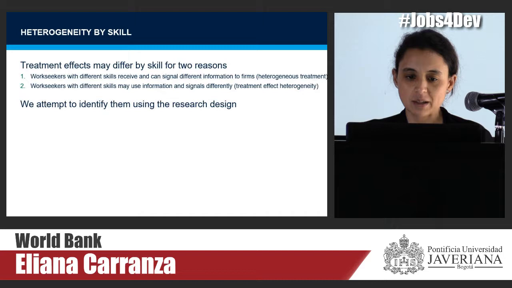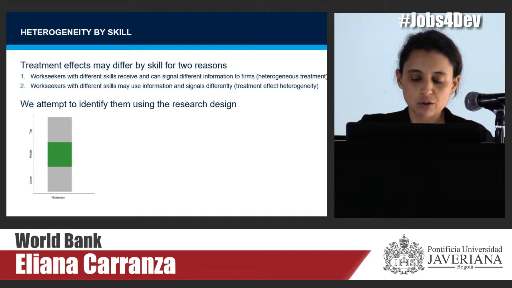We are going to explore these issues in more depth in the future, but we have started to explore them using results from the numeracy assessment, which is a variable that gives us a continuous measure, and we are exploiting the discontinuities that we have around the terciles in which these work seekers are placed.